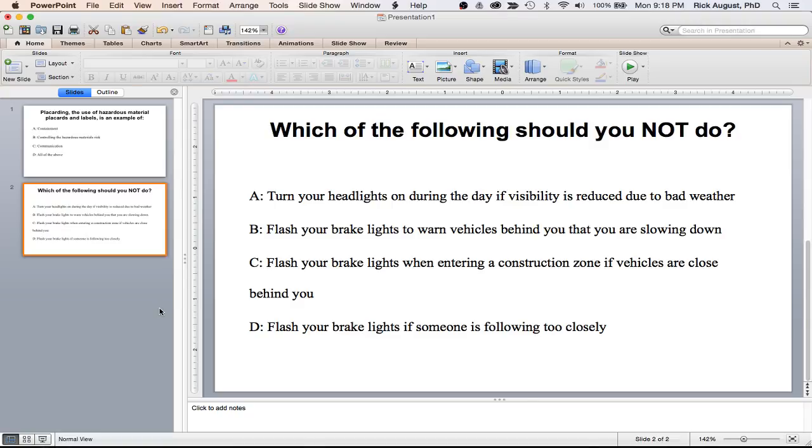Now, B, flash your brake lights to warn vehicles behind you that you are slowing down. No, you're not going to flash your brake lights every time you're slowing down. So B is probably the answer that you're looking for. A, turn your headlights on during the day if visibility is reduced due to bad weather so other vehicles can see you. Yes, you're going to do that. So B is the answer that you're looking for in the second question here.